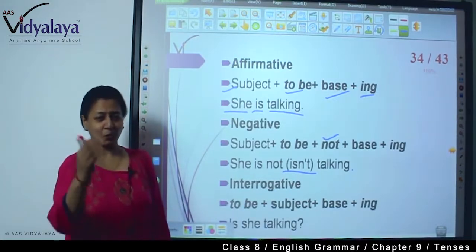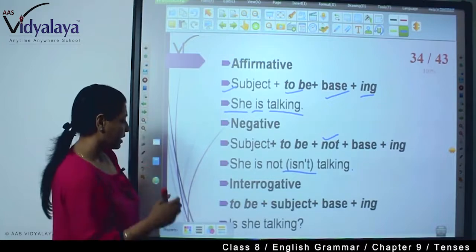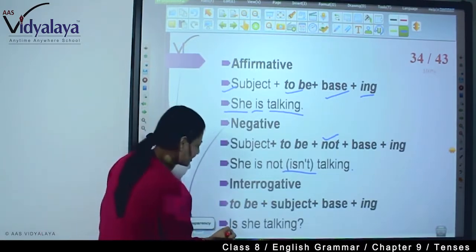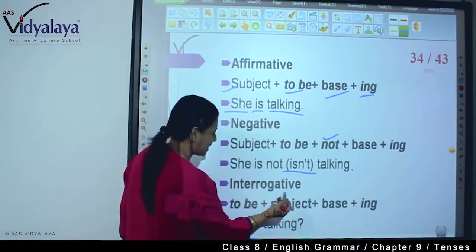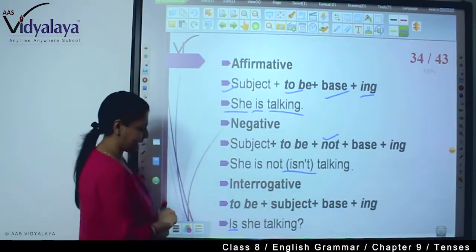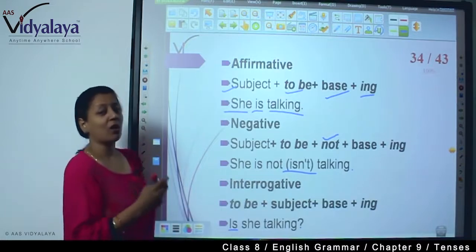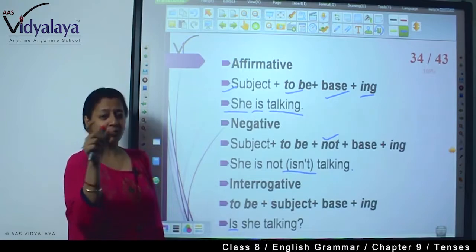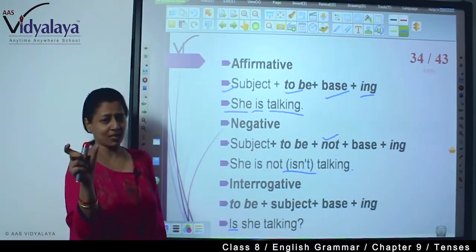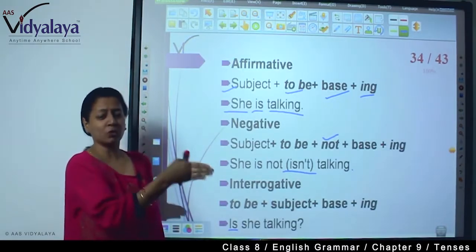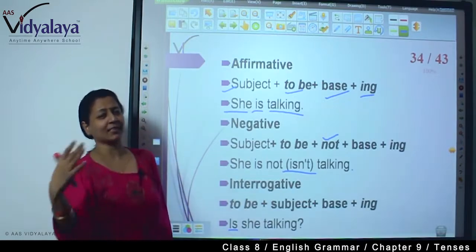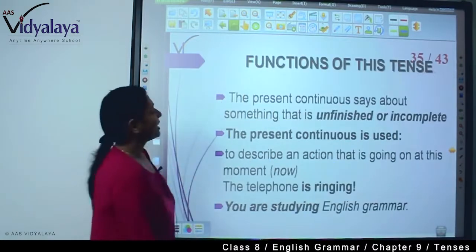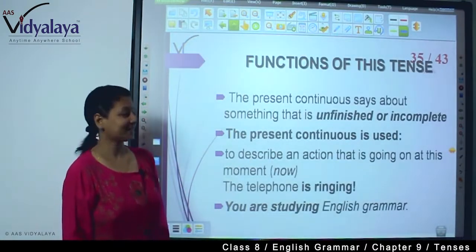Now interrogative: to be will come first. Now, is she talking? So is, this is to be, will be first, then subject plus base plus ing. Is she talking? Are you going? Is he coming? So in this way you first make the simple progressive sentence, and then you can bring the to be to the front and make it an interrogative sentence. It's very easy.